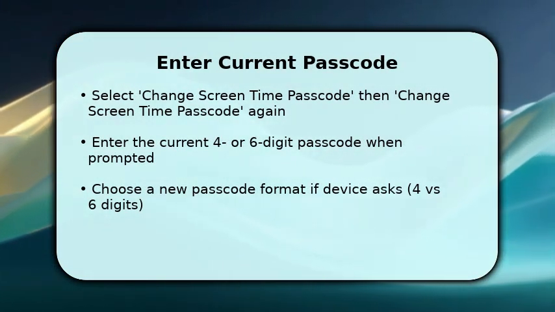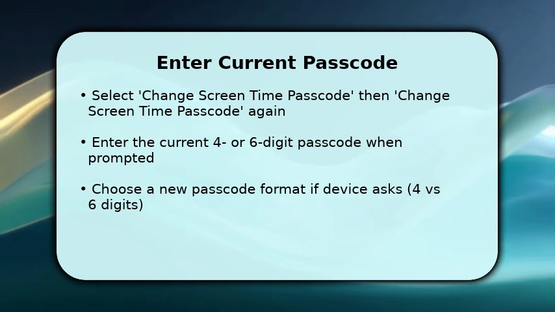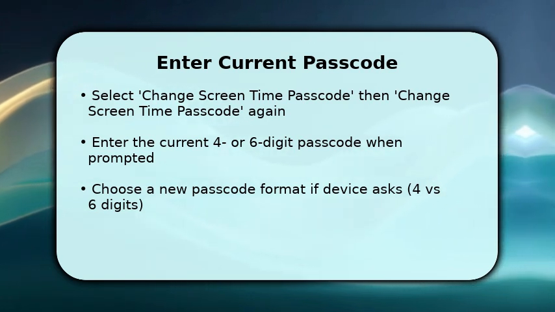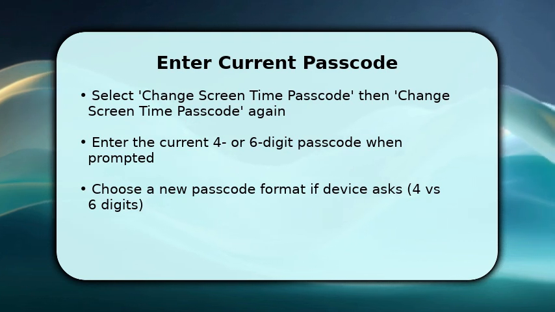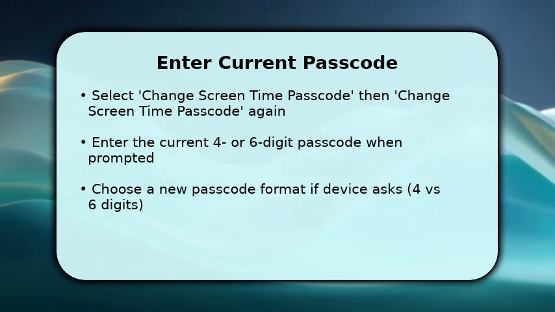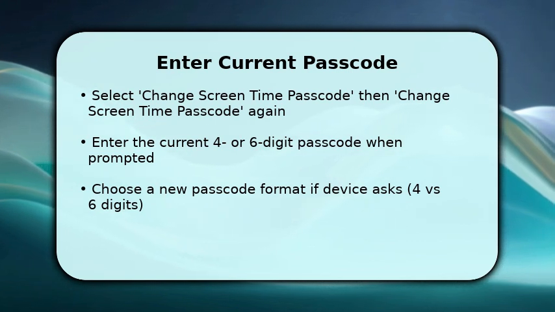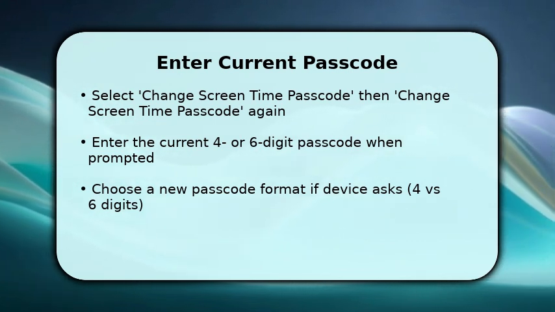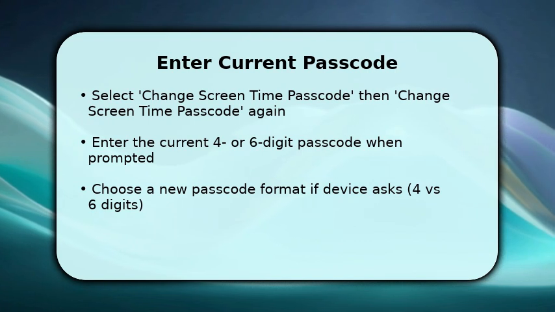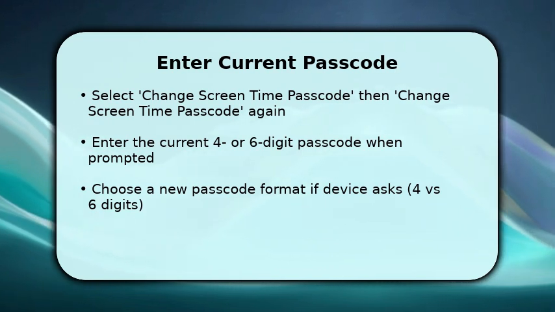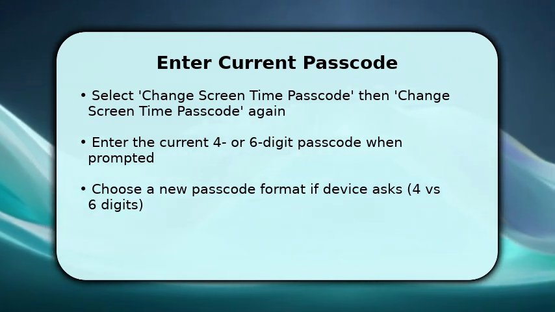Enter it exactly. If you have Face ID or Touch ID enabled, authentication won't replace the numeric entry for this step, so type the digits. Once accepted, you'll be asked to enter a new passcode. Choose between a 4- or 6-digit format if given the option. Pick something memorable but not obvious, then confirm the new code.